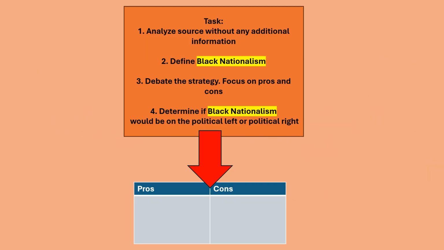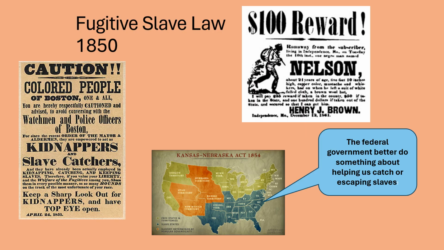After you're done analyzing that particular source, what you want to do is complete the tasks that are in the orange box. And again, we want to determine the pros and cons of the document, the strategy of black nationalism. And then we transition back to the Fugitive Slave Law, which we have addressed a couple of times already, which is about returning property if the property is found in a free state.